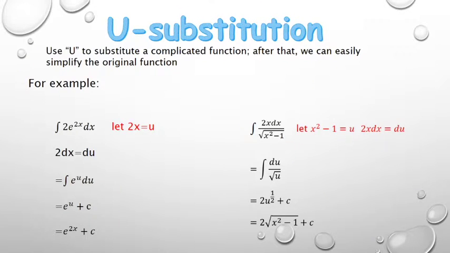The third technique that we are going to discuss here is the u substitution technique. In u substitution technique, we simply use u to substitute a complicated function. After that, we can integrate the entire integration function in terms of u and that makes it a lot simpler. Let's look at several examples.